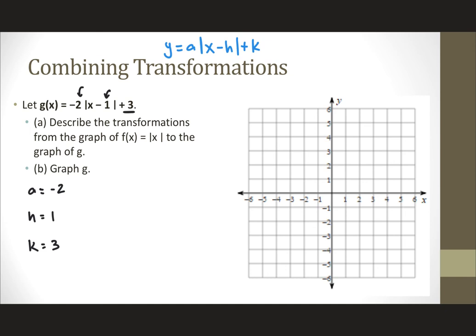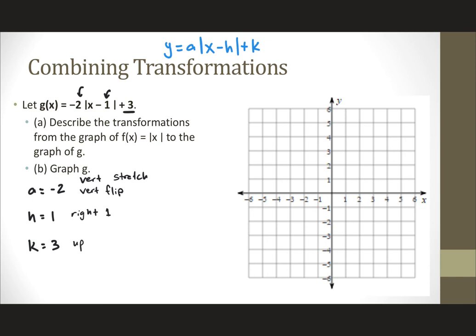Now that I know my letters, I'm going to describe my transformations. So A, I know, is a vertical stretch and a vertical flip. It's going to do 2 things. One thing for the number, the second thing for the sign. H is positive here, so it's going to go right 1. And then K is positive, so it's going to go up 1. Up 3, my bad. There we go, up 3.